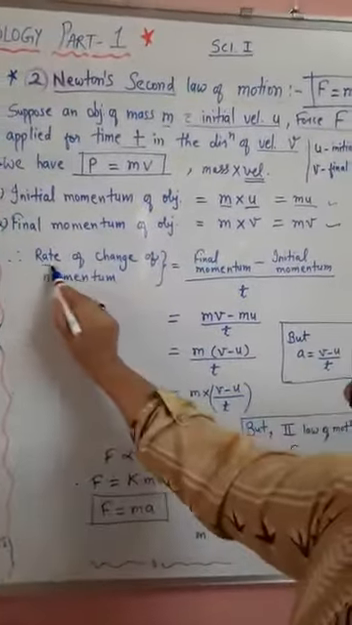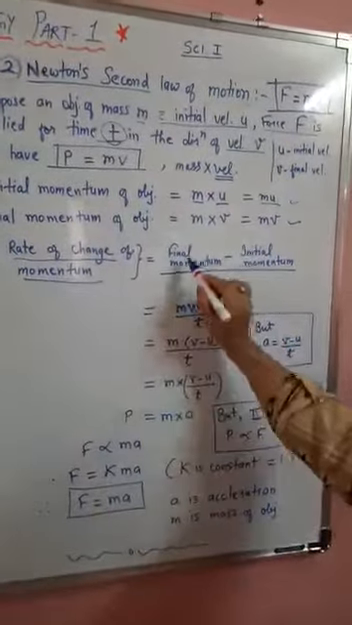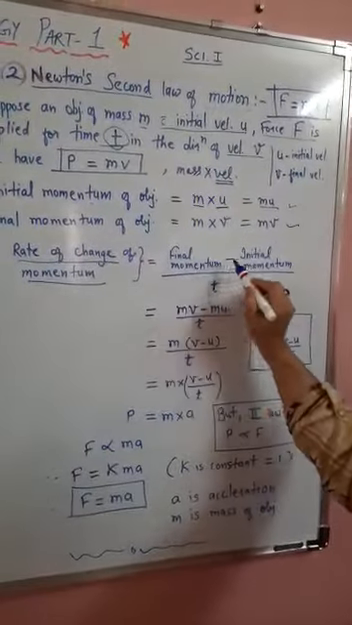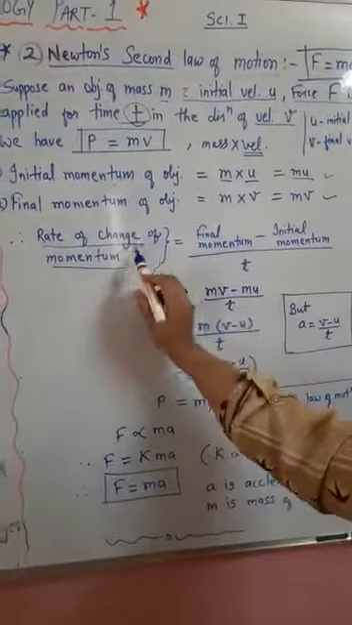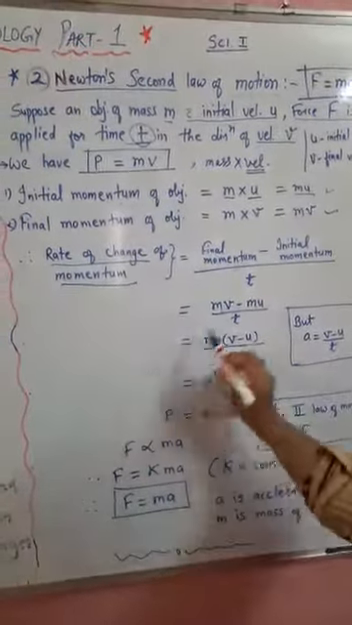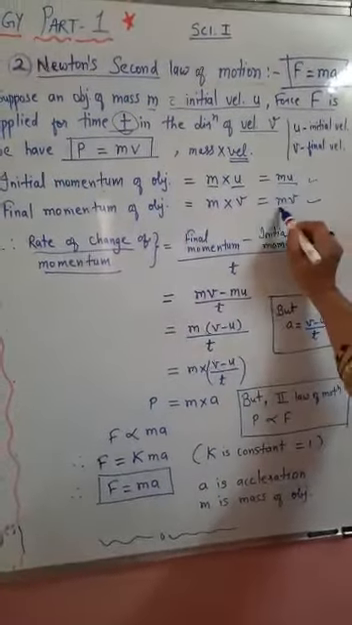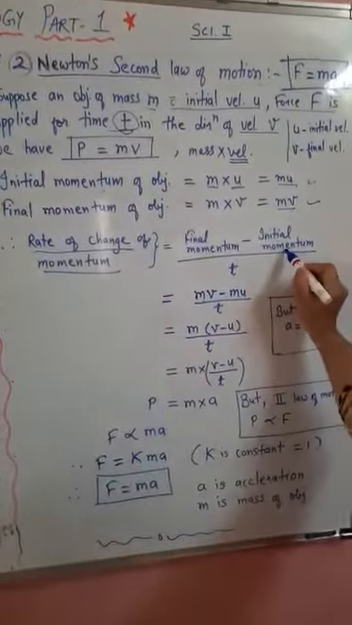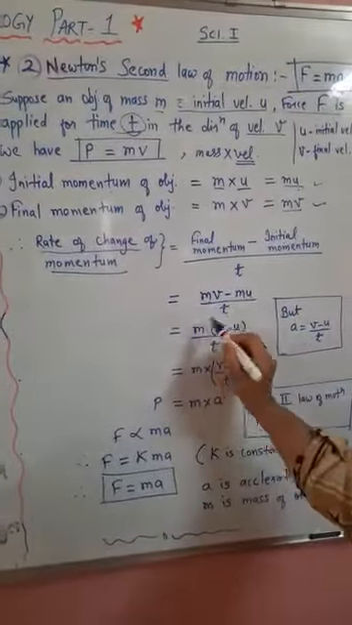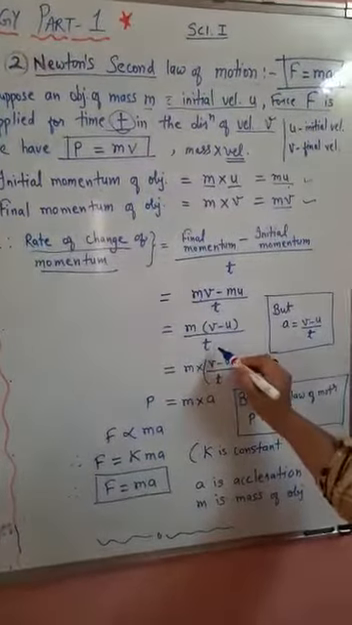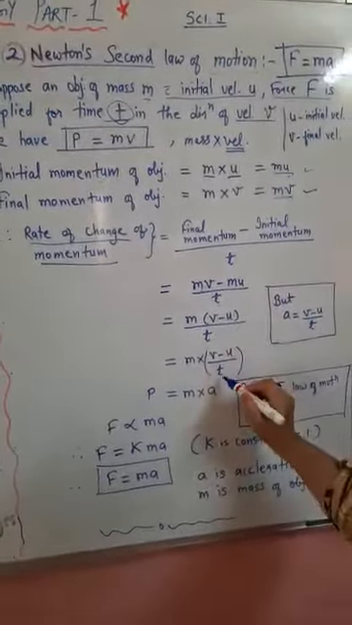Now we have to find the rate of change of the momentum in time t. So we take final momentum minus initial momentum upon t, because that is the rate of change of the momentum over time t. Putting in the values, final momentum is mv minus initial momentum mu, upon t. So m is common and we get m into (v minus u) upon t.